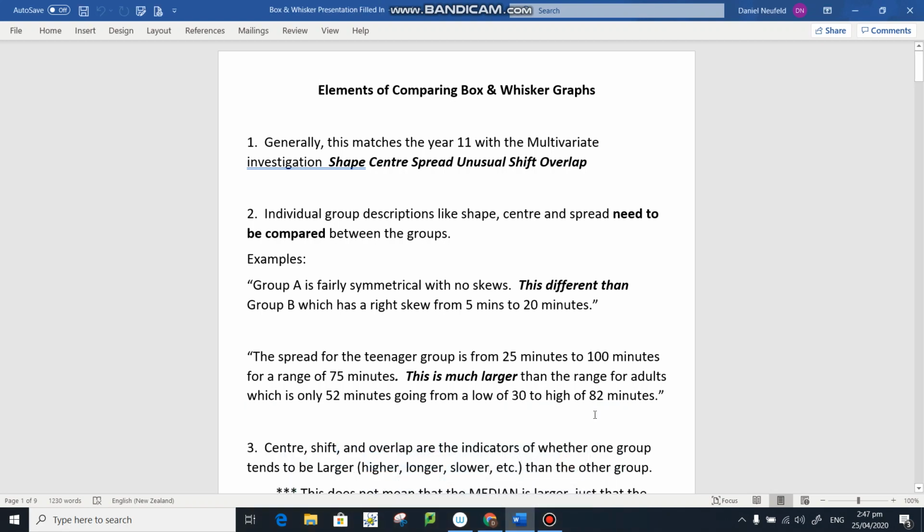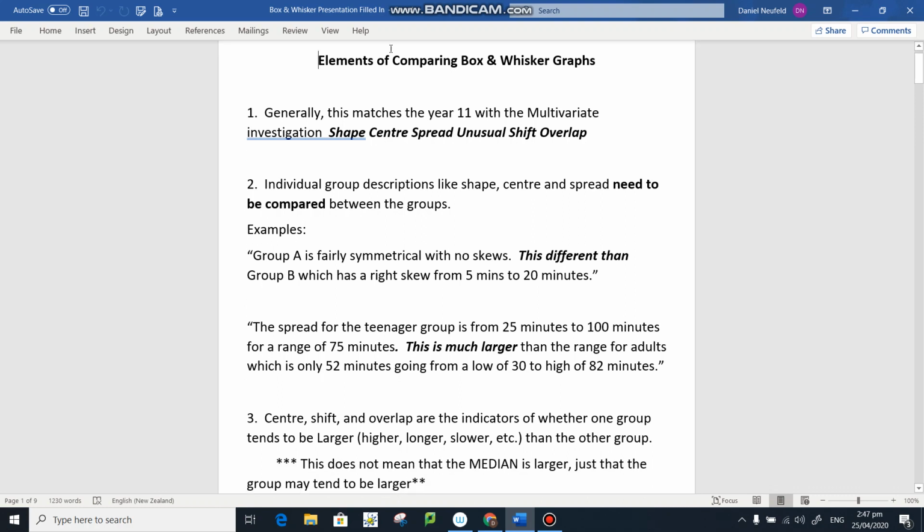Okay, so for this video, we're going to go through the same thing that we did in our VC presentation, but for those people that missed it. When we looked at the elements of the box and whisker graphs that we're going to compare, again, this is very close to the multivariate investigation. Very little extra.